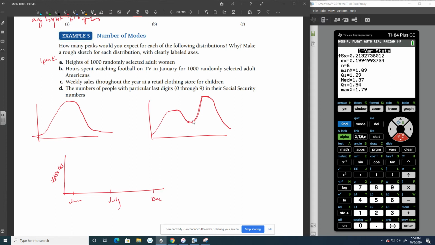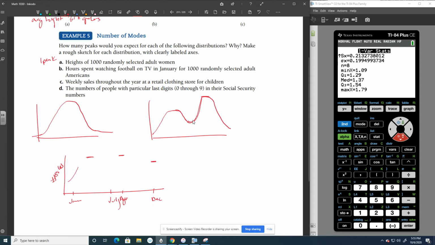So I would imagine that in July, and maybe not even July, but maybe August, right about here, there's going to be some really high number of sales because of back to school stuff. And in December, around Christmas time, there's probably going to be another big bunch of sales. And then a lot of times around spring break, when it's starting to get warm and the weather's changing, you get a lot of sales.